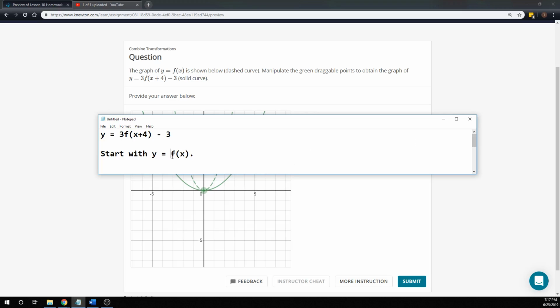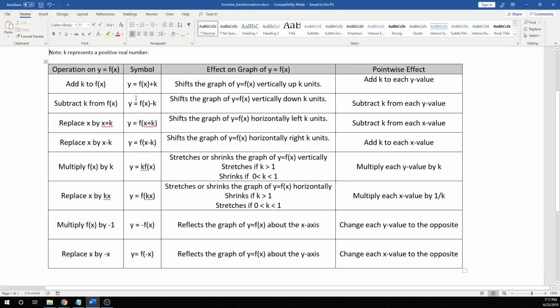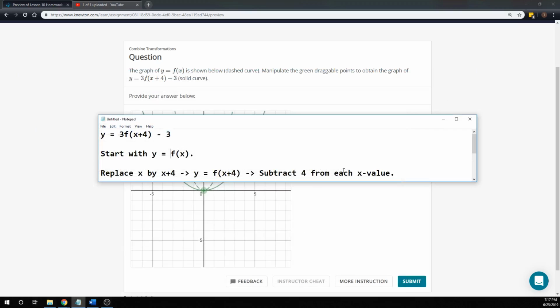Okay, so I'm going to start with y equals f of x, and the first thing I'm going to do is replace x by x plus 4. And so when I do that, symbol wise, I'll get this f of x plus 4, right? And so here I'm looking at this transformation. And so what I will do is subtract k from each x value in there. So I make a note of that. I will subtract 4 from each x value.